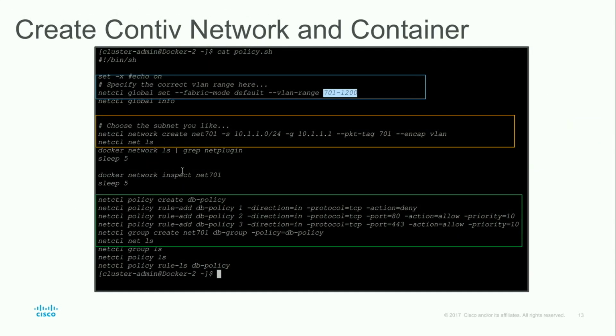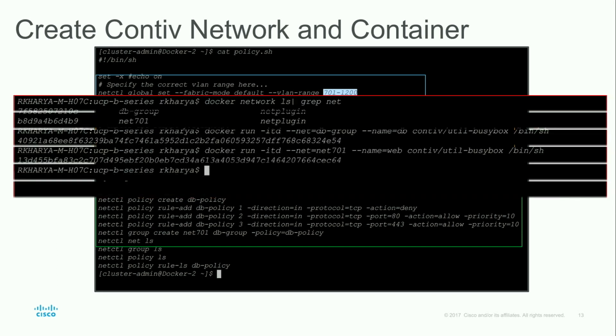After that, we ran some tests after deploying Docker, deploying Contiv and everything, of course with a lot of steps. Then we ran some commands: netctl global set fabric mode default, and we gave the VLAN range. This range is already pre-provisioned, as I mentioned in the previous slide. Then we created a network by giving a subnet and a tag in the VLAN. After that, it's just the inspect command, and we also created some policies just to see how the policies are working, and we already talked in much more detail about the policy groups.